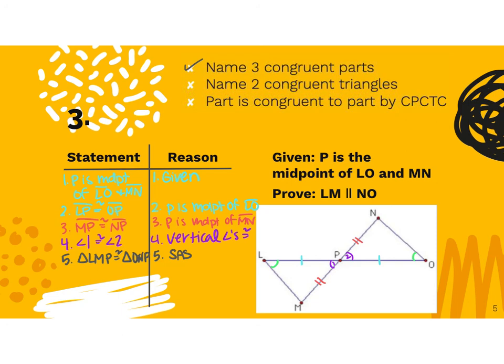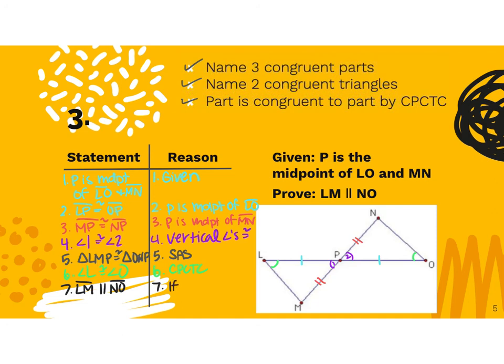Now, because we know that these two triangles are congruent, we're going to use that last piece, and we're going to say that angle L is congruent to angle O by CPCTC, because corresponding parts of congruent triangles are congruent. We are not quite done yet, because our proof wanted to prove that LM was parallel to NO. So to finalize this, we want to now say that LM is parallel to NO, and the reason for that is we have these alternate interior angles that are congruent.